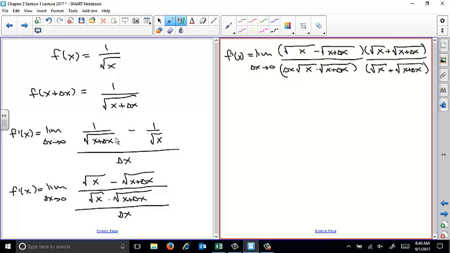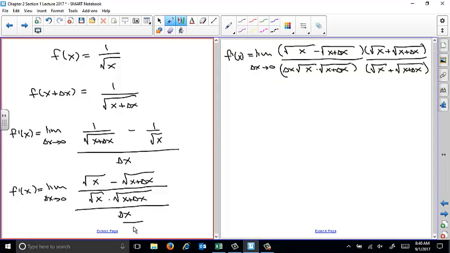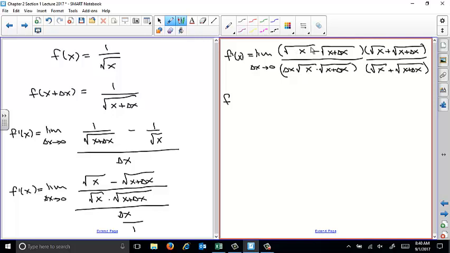So what I did here, just plugged in f of x and f of x plus delta x. I combined these two into a single fraction. Then I took the reciprocal of my denominator here, so that's where the delta x here comes from. So you get x minus the square root of x plus delta x divided by delta x times this stuff. And then at that point you have to use rationalization. So I'm multiplying by square root of x plus the square root of x plus delta x instead of minus.